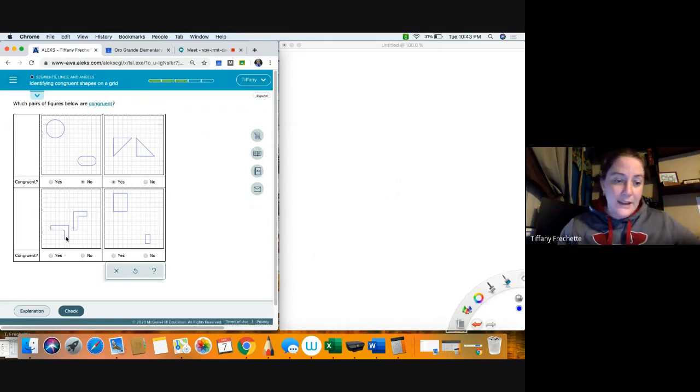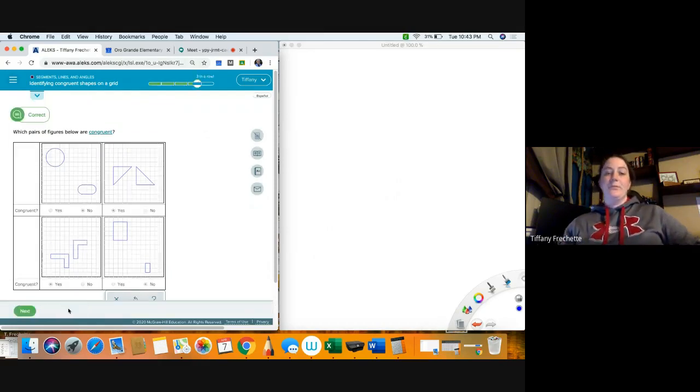And then we have this L shape again, so I have 3 and 4. This one was turned, but it's still 3 and 4. So that's a yes. We have 2 rectangles, but they're not the same size. So no, check. All righty, we got through that one. Happy day.